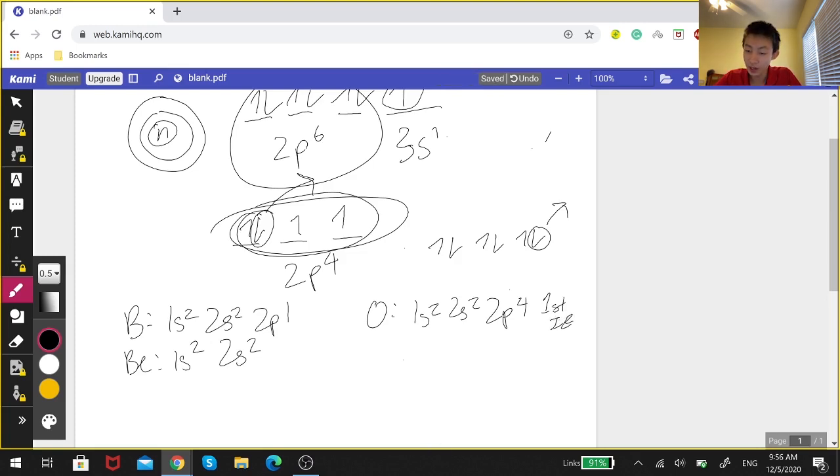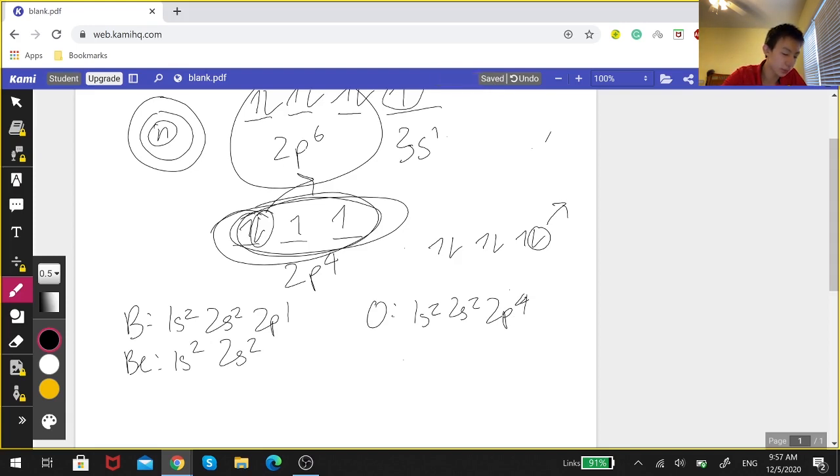And now the second ionization energy will be higher again, because after you remove the first one, it will be 2p3. And when it's in the 2p3 state, it already has a half-filled shell. It doesn't want to get rid of its electron anymore. So the ionization energy will be higher in 2p3. Alright, now oxygen 2p4, and you know that its first ionization energy is relatively low.